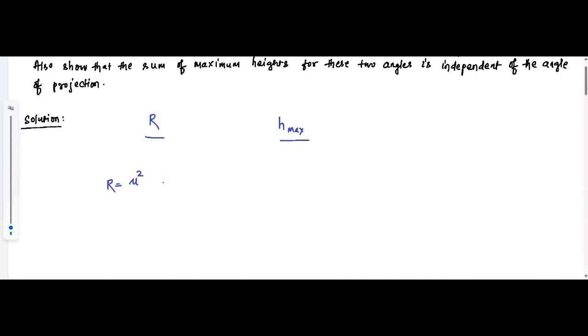So the formula for horizontal range is u square sine 2 theta by g. This is the horizontal range for projection angle theta. So we will call it R theta.